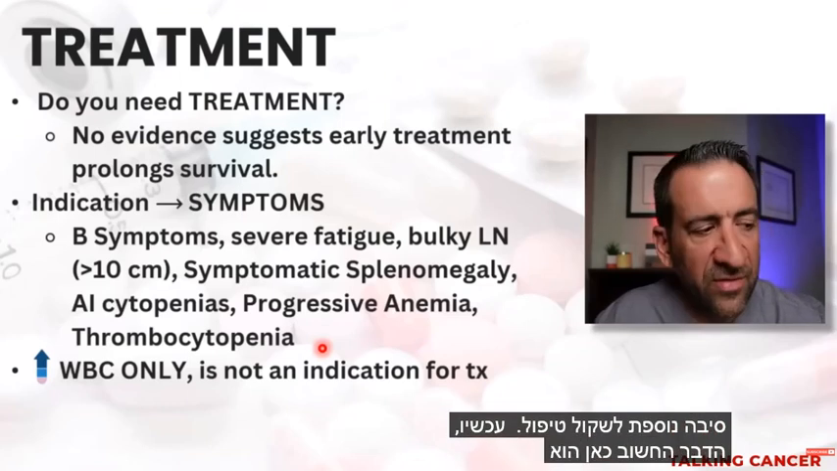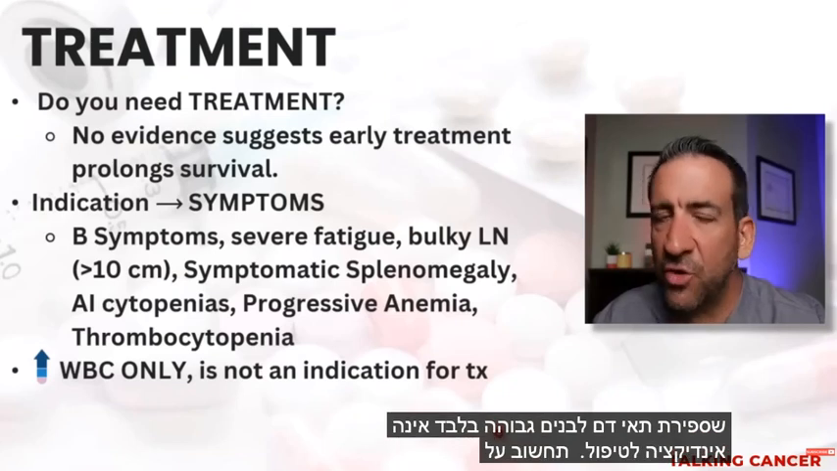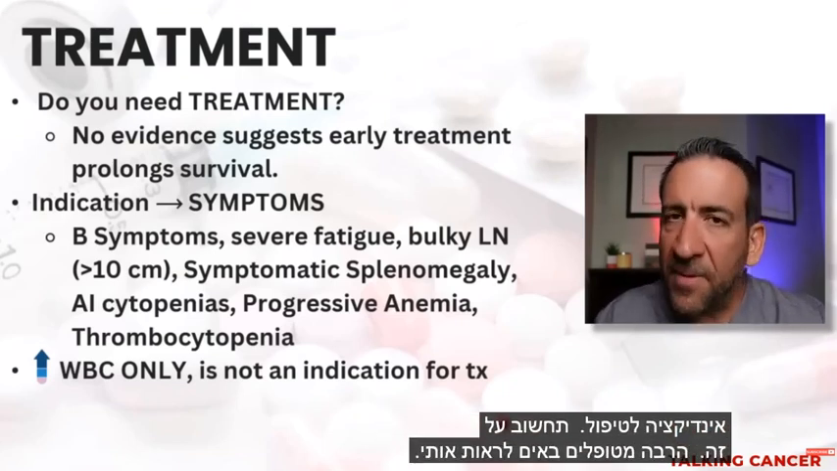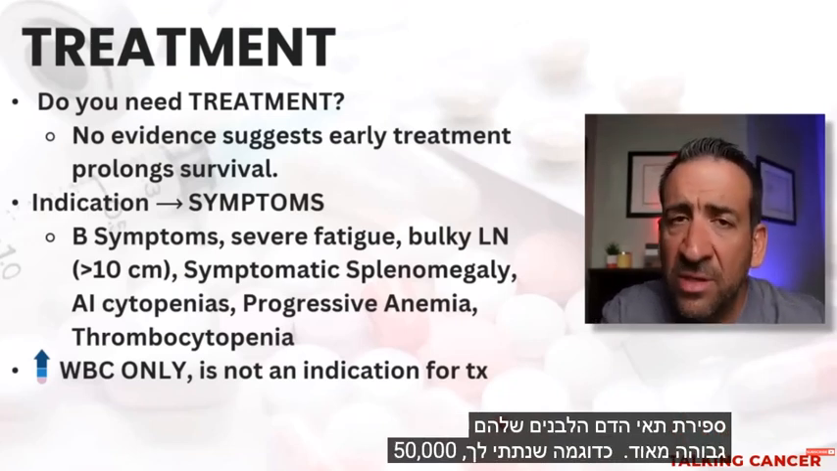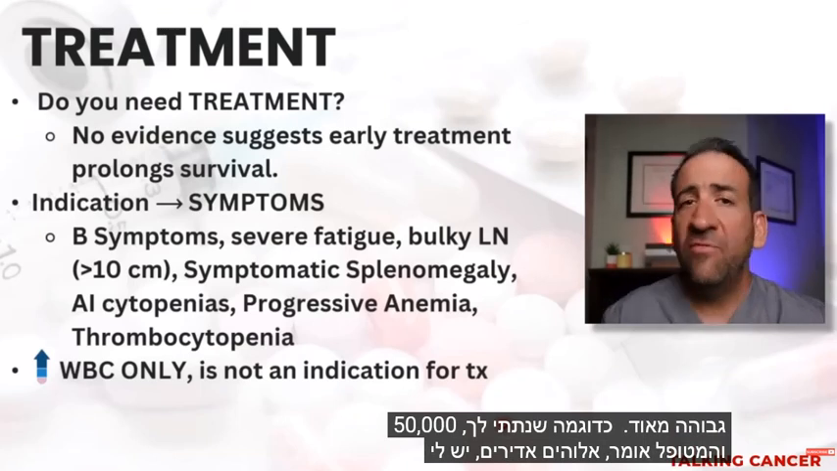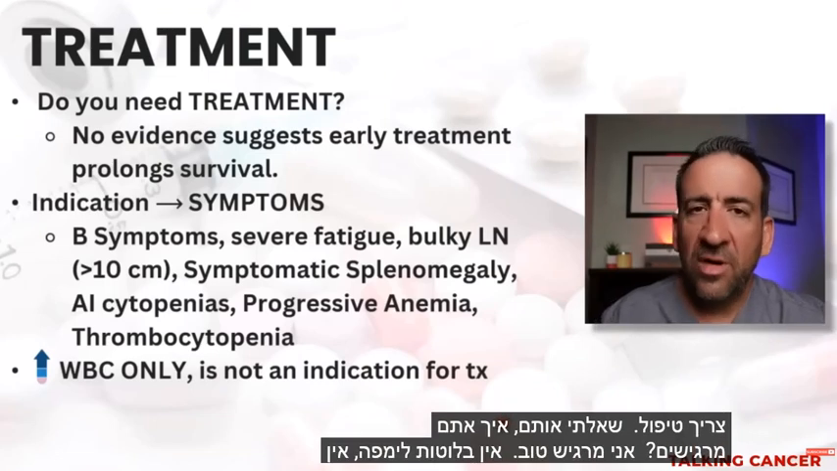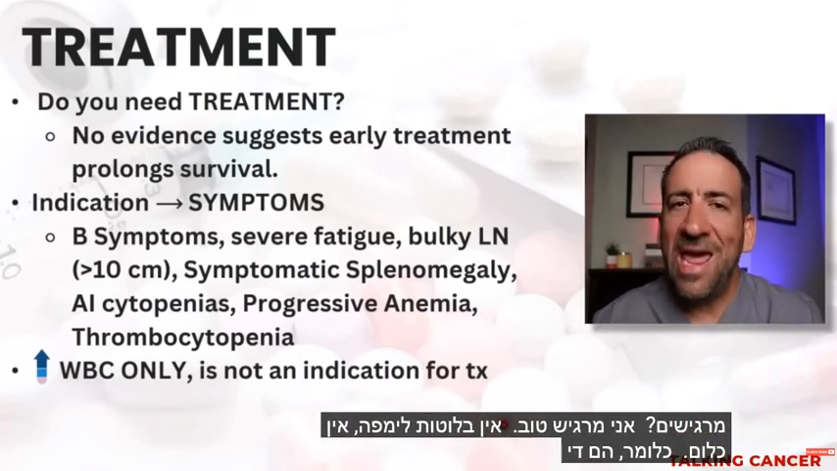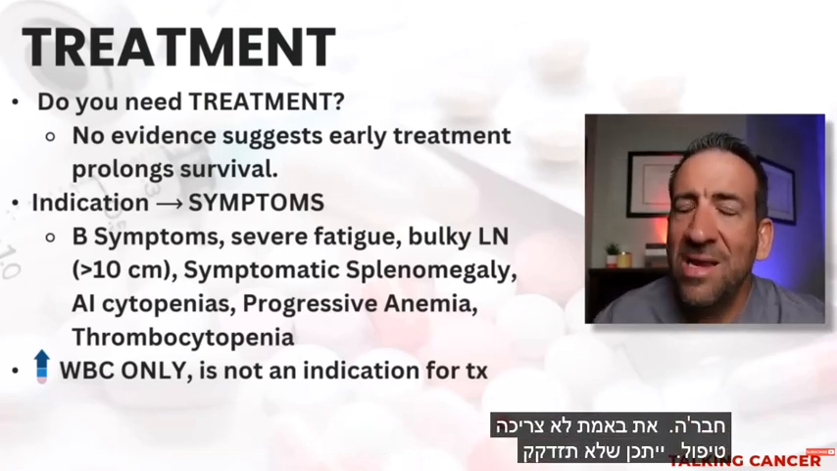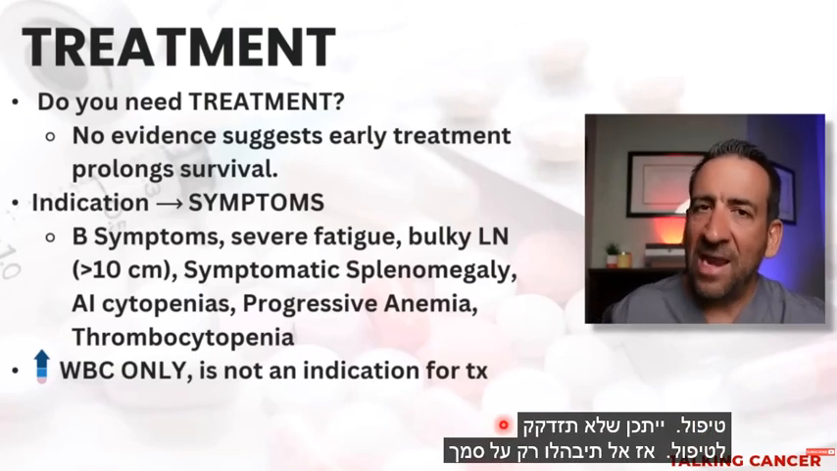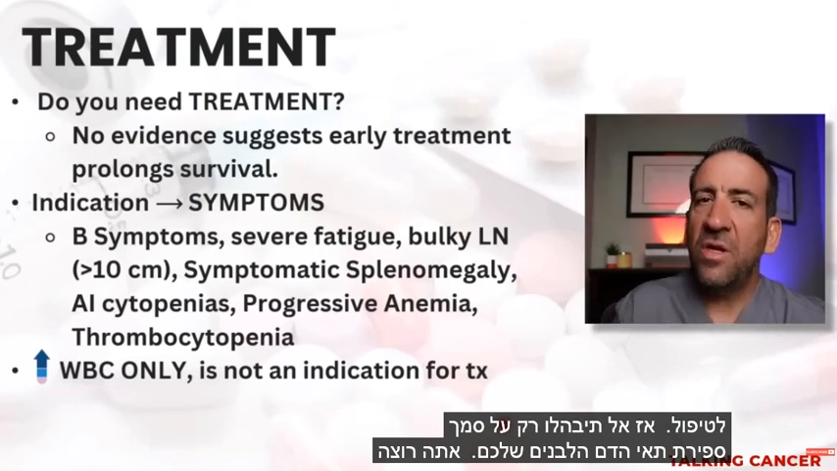Now, the important thing here is an elevated white blood cell count only is not an indication for treatment. Think about this. A lot of patients come to see me. Their white blood cell count is very high, as in the example I gave you, 50,000. And the patient comes, oh my God, I have leukemia. It's a chronic leukemia. I need treatment. I ask them, how do you feel? I feel well, no lymph nodes, no nothing. They're pretty much asymptomatic. Guys, you really don't need to be treated. You might not require treatment. So don't panic based on your white blood cell count only. You want to look for something else.